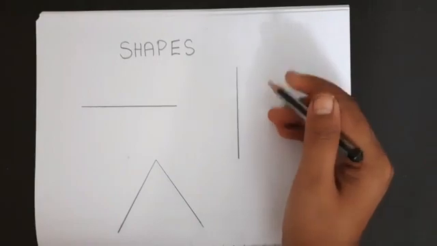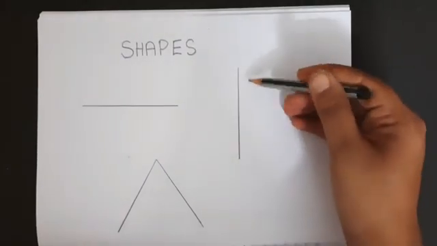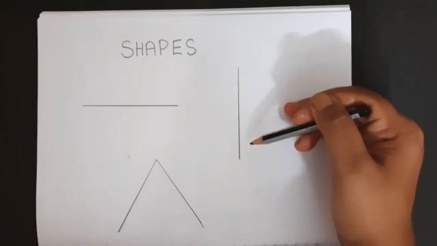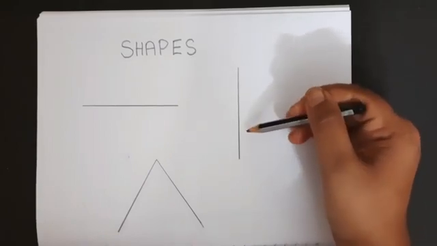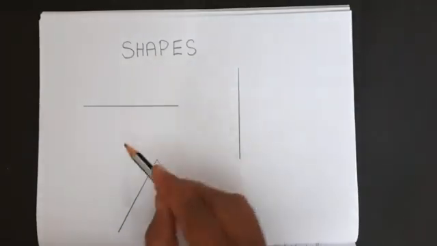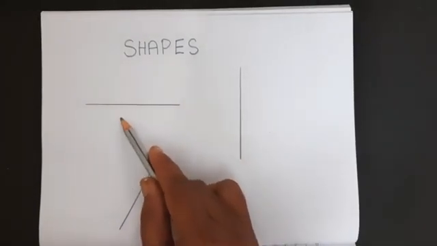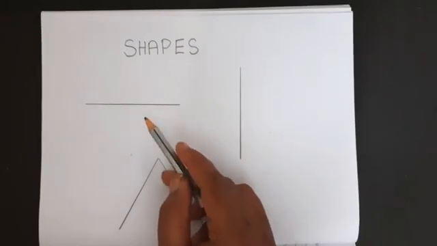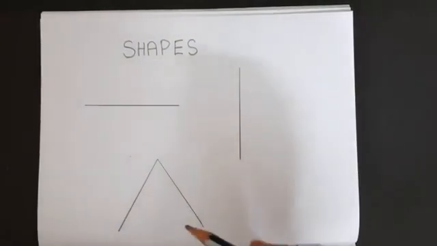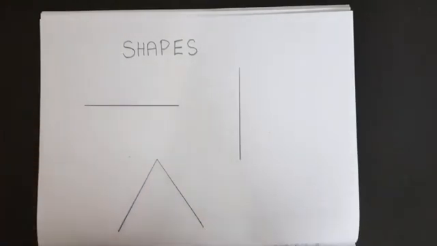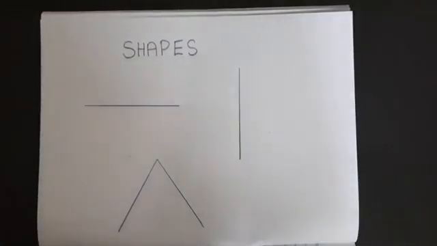Okay, now children, what is this? It is a standing line. We have all learned that it is a standing line. What line is it, children? This is a sleeping line. Yes children. Now let me show you with sticks.